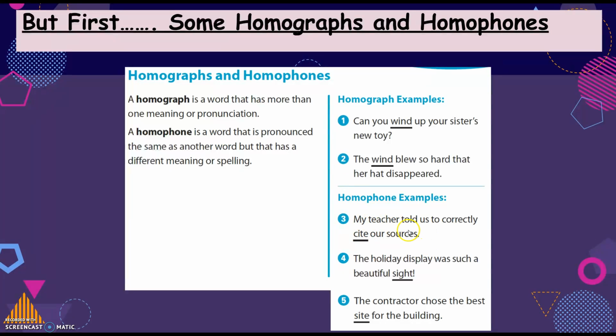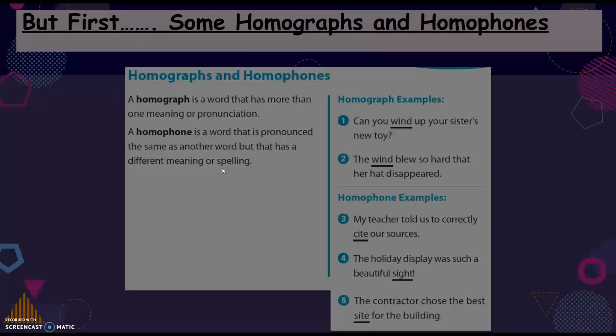A homophone is a word that is pronounced the same as another word, but has a different meaning or spelling. So my teacher told us to cite our sources. This is like when you're going on a website, you have to tell your teacher where you found it. The holiday display was such a beautiful sight, so it was beautiful to see. And the contractor chose the best site for the building, the best location. So a homograph is a word that has more than one meaning or pronunciation. And a homophone is a word that is pronounced the same as another word, but has different meanings or spellings.